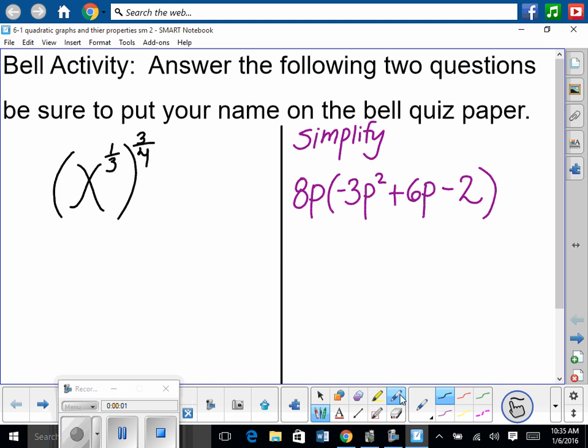First one? X to the what? 1/4. How'd you get that? You multiply the exponents. Good. You multiply the two exponents. Raise the power to a power and you multiply. How many of you got 100% correct? Raise your hand. Okay, good.